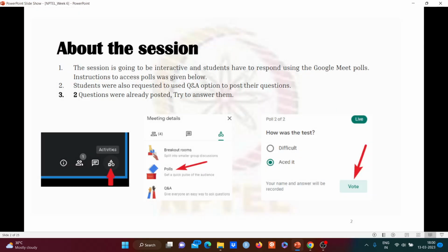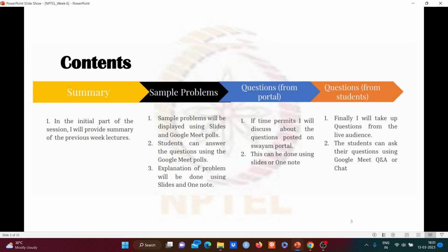As usual, I expect the session to go in an interactive way, where students can raise their questions and answers by unmuting themselves or using the chat box. Secondly, the contents of the session will be a summary of the lectures that are part of the last week. I hope this summary will be useful for you in solving the assignment. Further, I'll be taking up some sample problems and solving them and providing the solutions live. Then it's time for questions.